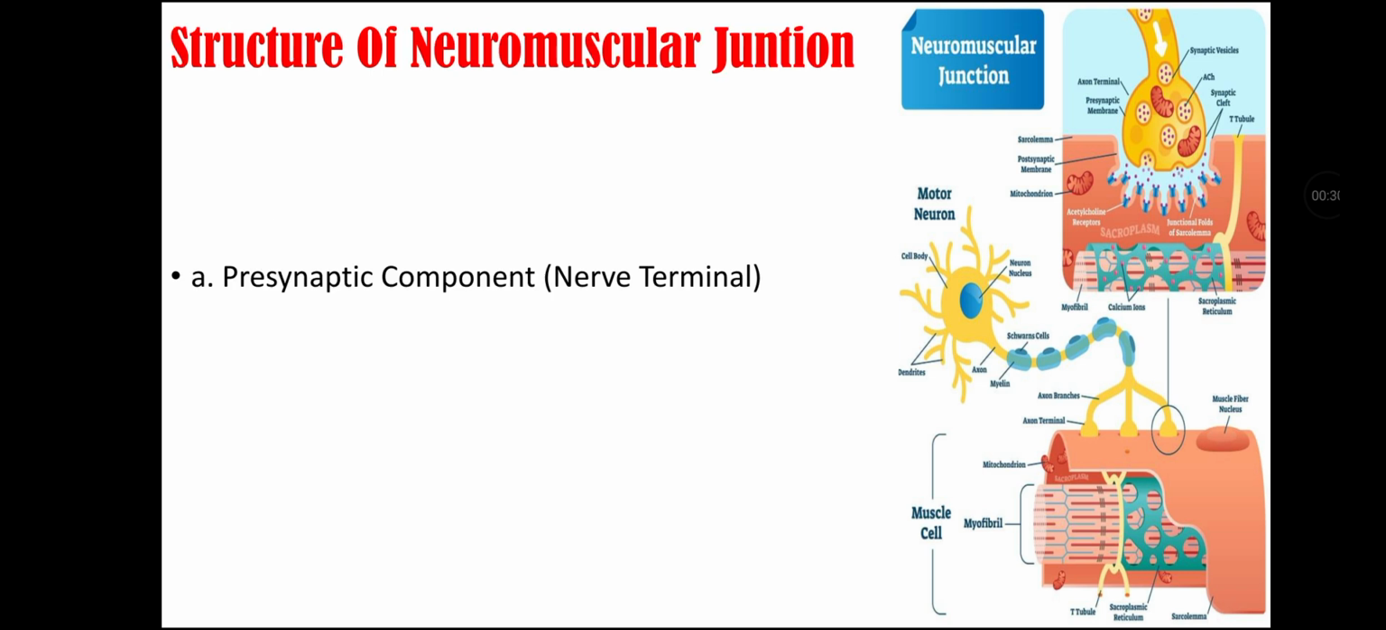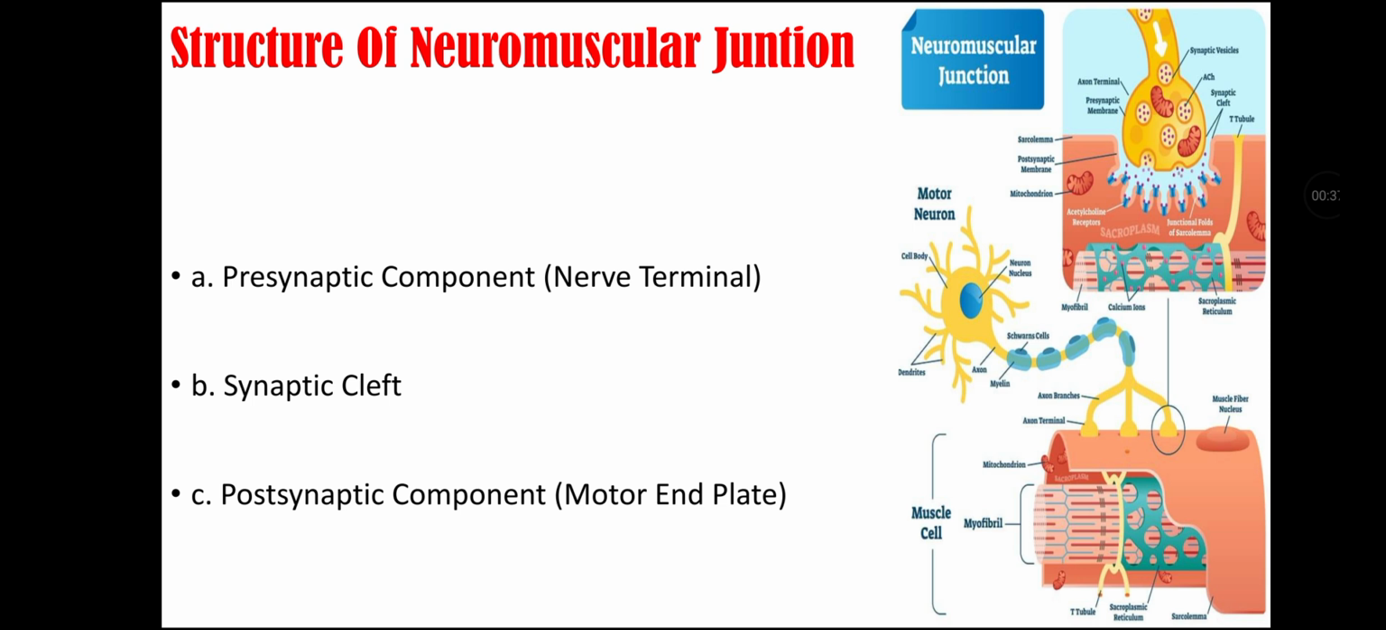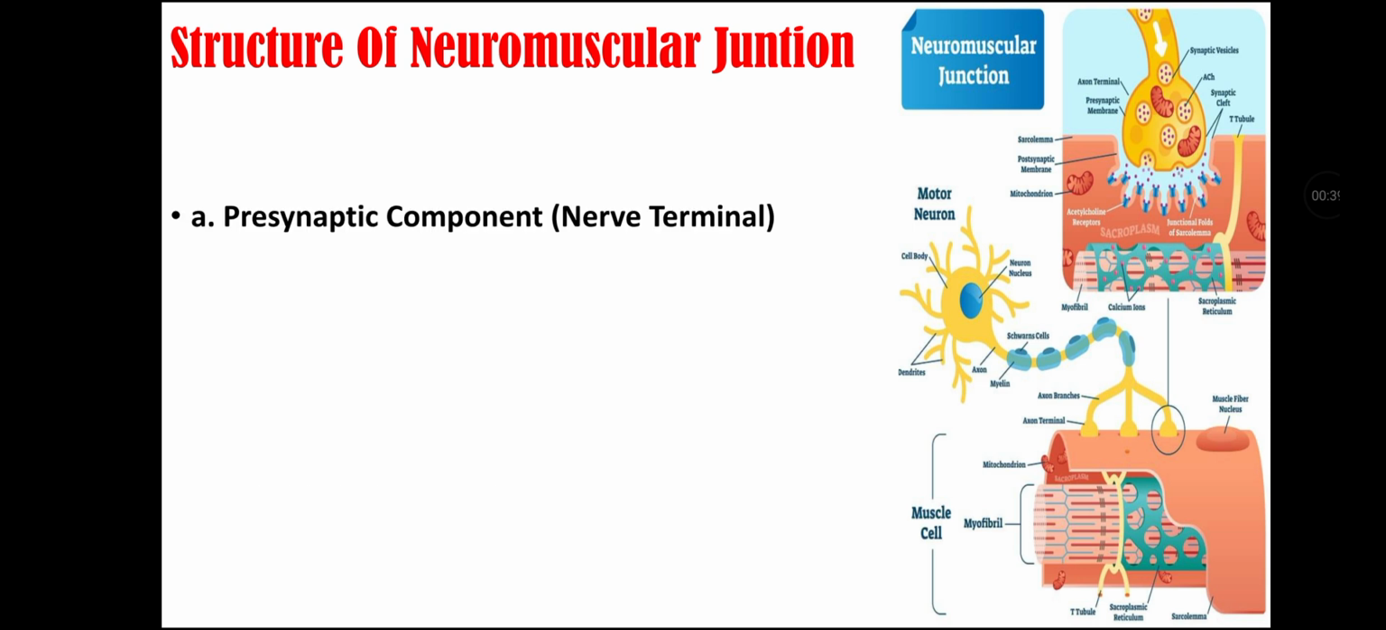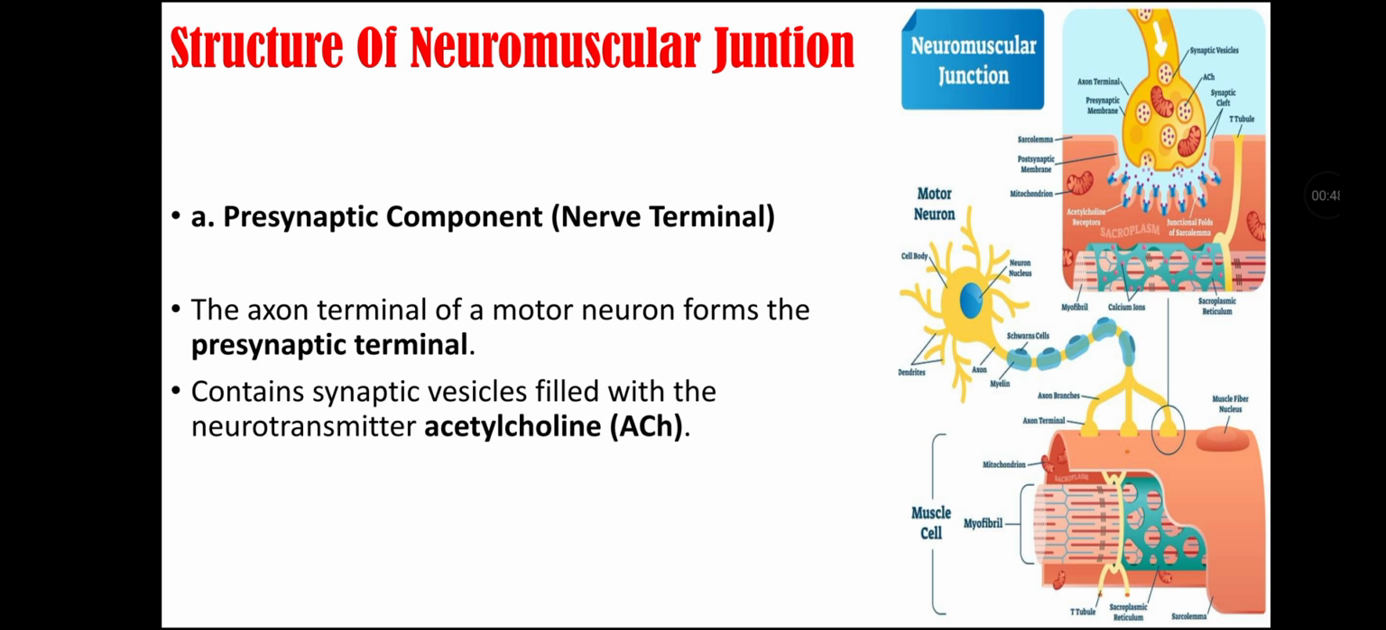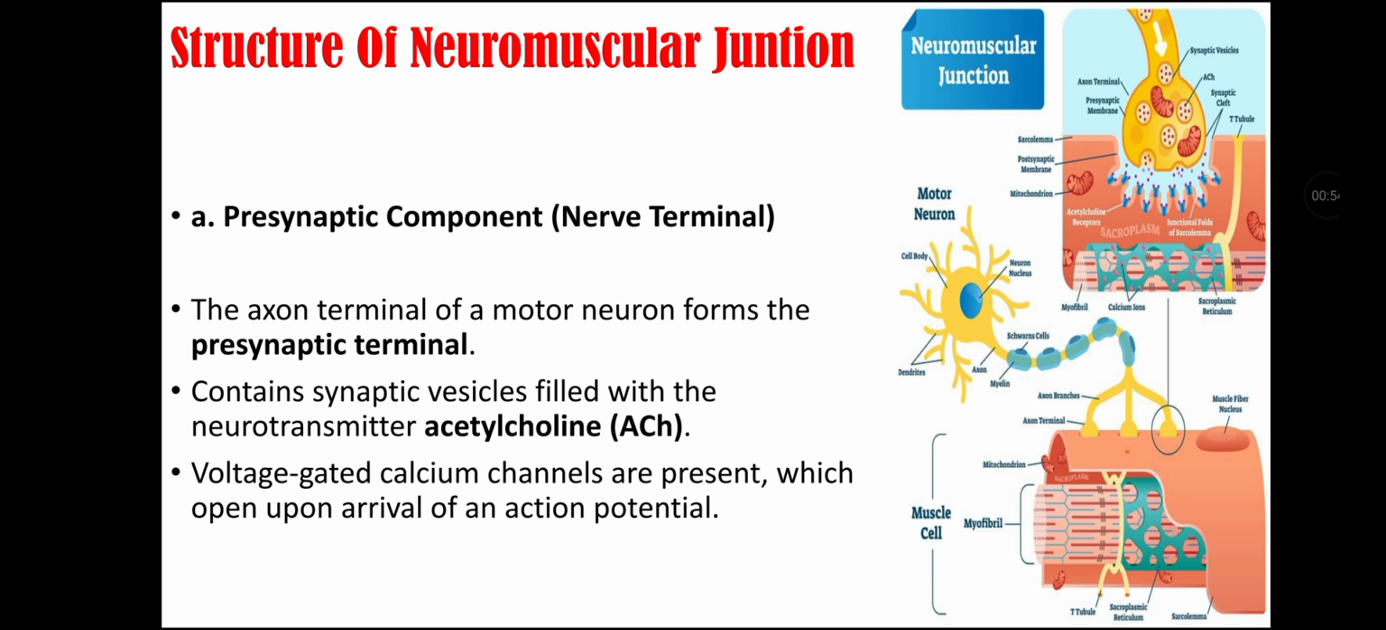Structure of neuromuscular junction. It contains a presynaptic component, that is the nerve terminal, the synaptic cleft, and a postsynaptic component, that is the motor end plate. First component of neuromuscular junction is the presynaptic component, that is the nerve terminal. It is the axon terminal of the motor neuron. The presynaptic terminal contains synaptic vesicles that are filled with the neurotransmitter acetylcholine. It has voltage-gated calcium channels, which open upon arrival of an action potential.